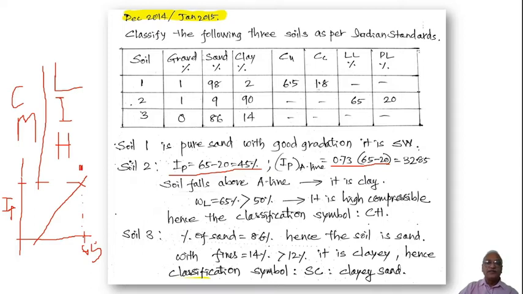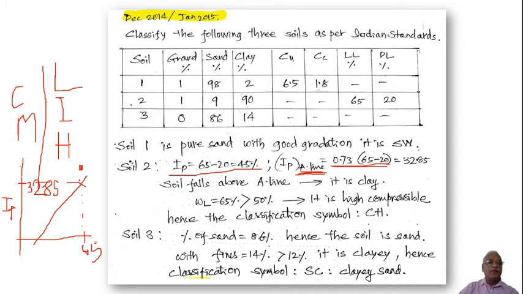Liquid limit is given as 65. Fine. Using that I have found the IP value on the A line. This is important. IP on the A line is 32.85, which means the value at this point is 32.85, but actually the soil has got IP as 45. It is not 32.85, it is falling above, somewhere there, let's say this is 45.